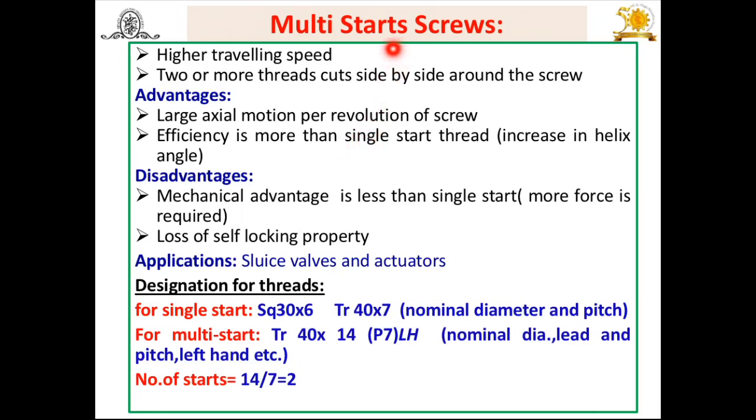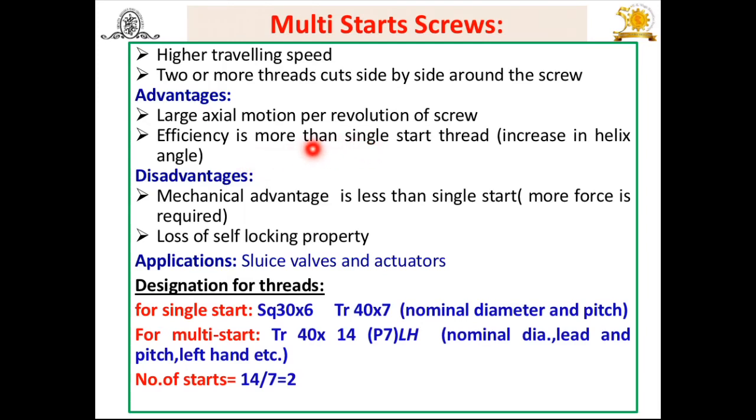Multi-start screws have some advantages. What is the advantage? Large axial motion per revolution of the screw compared to single start. You will also find the efficiency is more than the single start thread. Why is the efficiency of multi-start more? Because two or more threads cut side by side increase the helix angle, and that's why you get more efficiency.